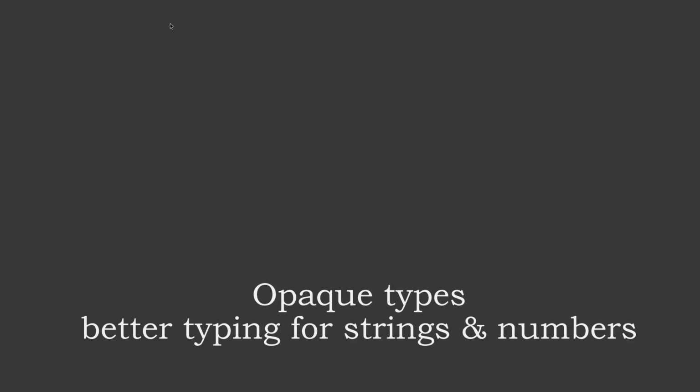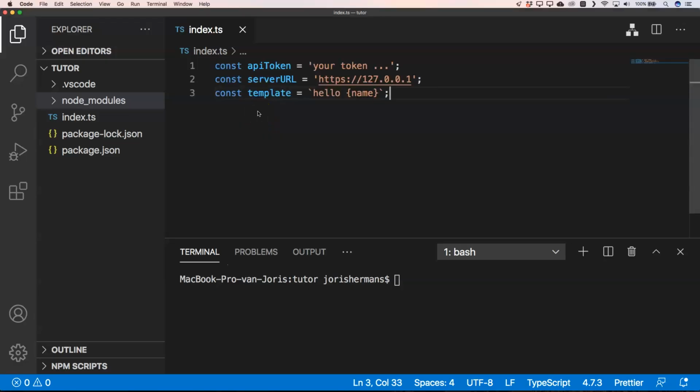In today's episode, I want to talk about opaque types, better typing for strings and numbers. Strings can come in different sizes, right? You have an API token, a server URL, or a template, for example, and these are all different strings with different meanings, and you can put whatever you want into that string. That's something we would try to avoid, and it's not so easy to do within TypeScript.